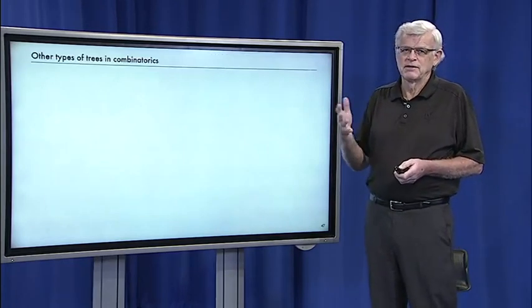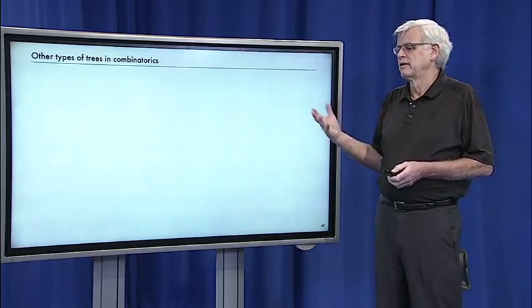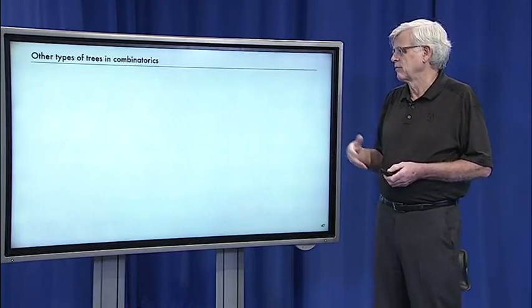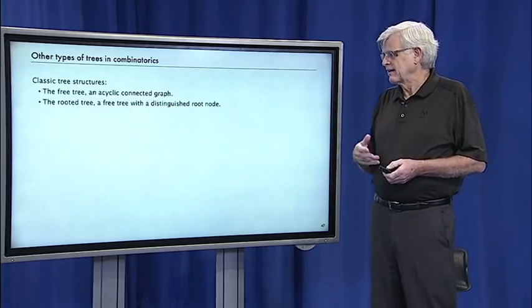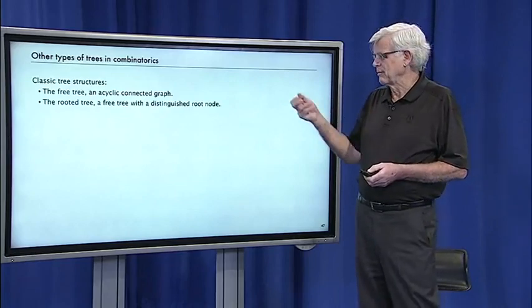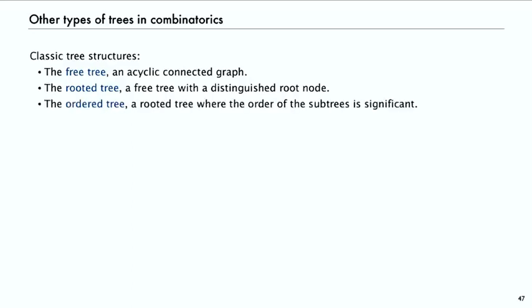But I do want to talk briefly about the other types of trees that can come up, to prepare people for the kinds of ideas that we'll be looking at. Classically in mathematics, mathematicians talk about a structure known as the free tree. That's just a connected graph that has no cycles. If you distinguish a root node, that's called a rooted tree. And then there's the ordered tree, where the order of subtrees is significant.